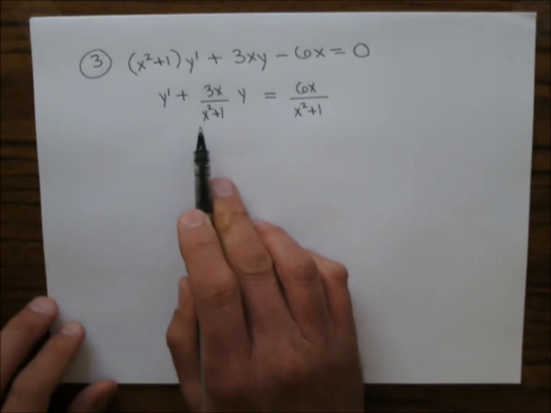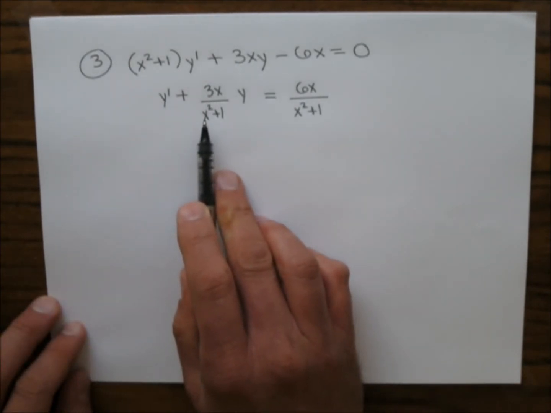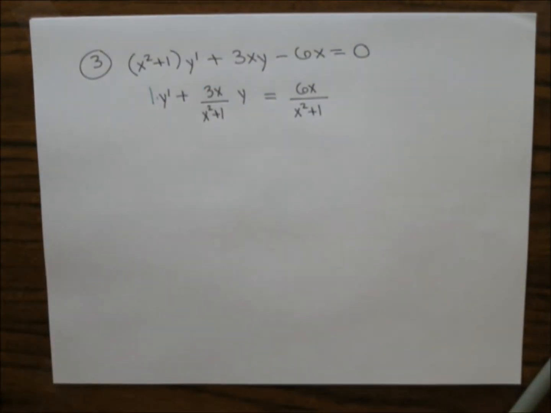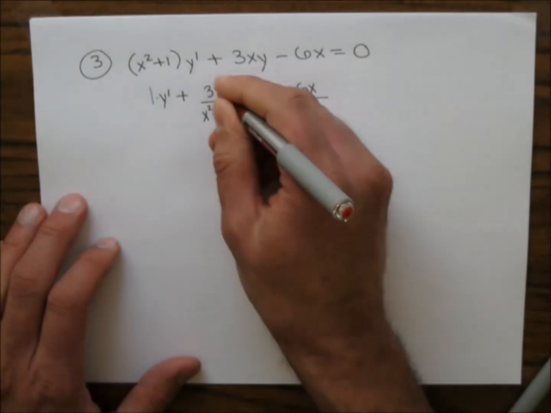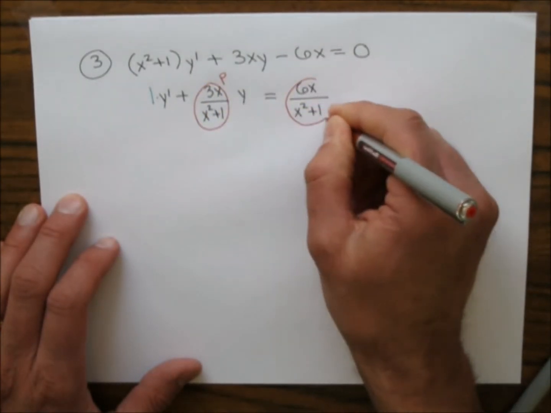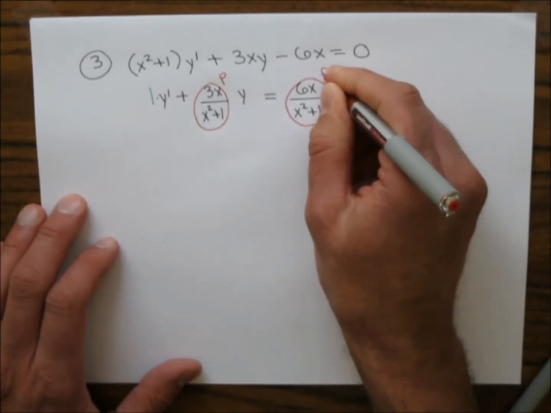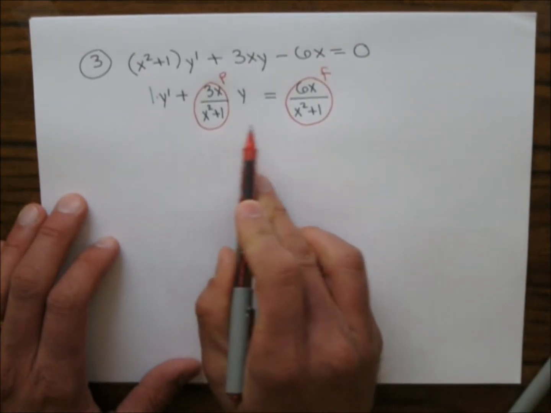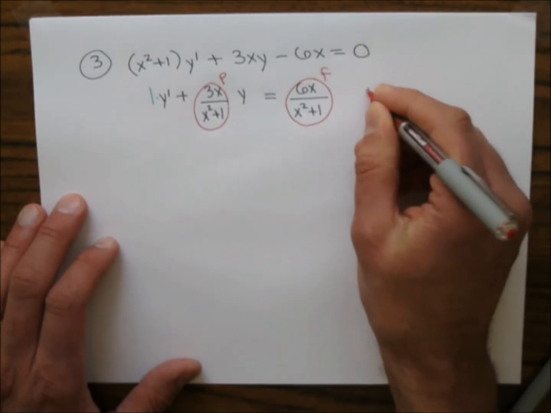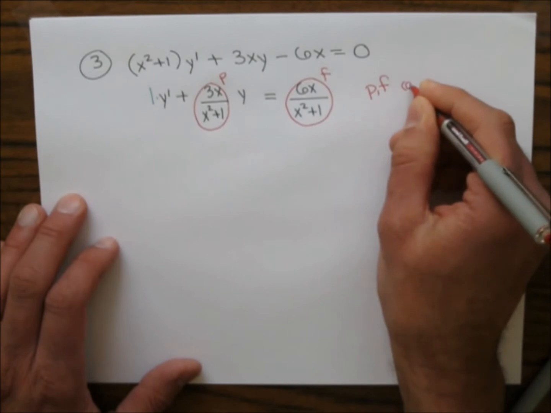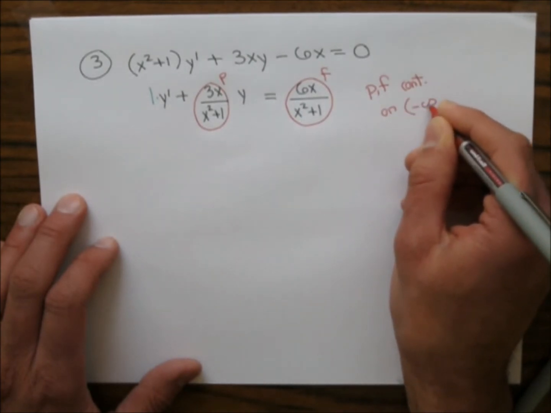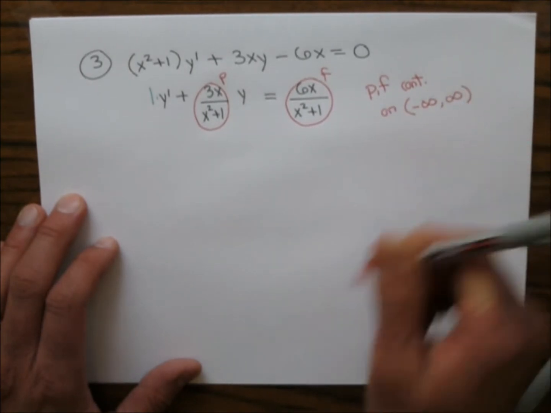Okay, so now what do I have? I have a 1 right there. That's what I want. The method will work. And I'm going to identify this as function p, and this guy right here as function f. And I notice that these guys are continuous for all real numbers. See, there's an x squared plus 1 there. P and f continuous on the interval negative infinity to infinity.